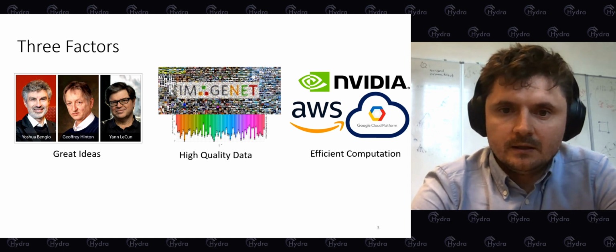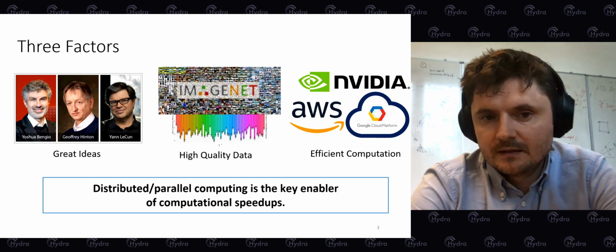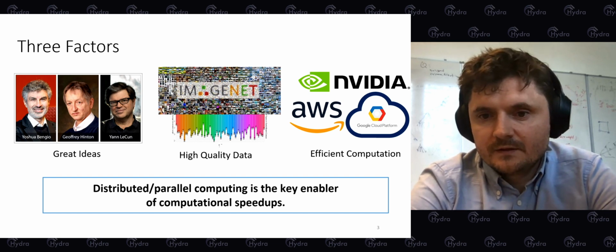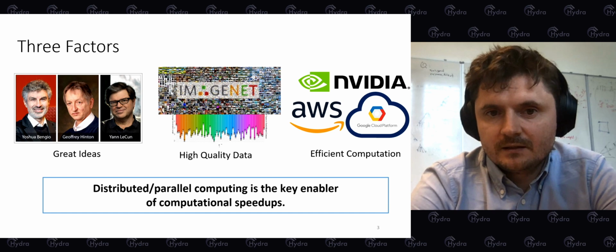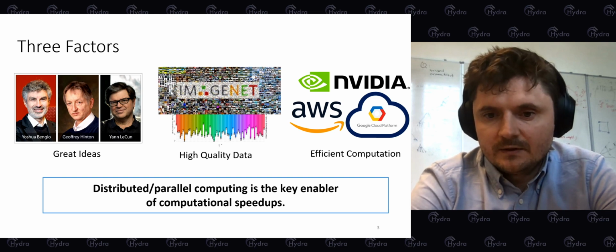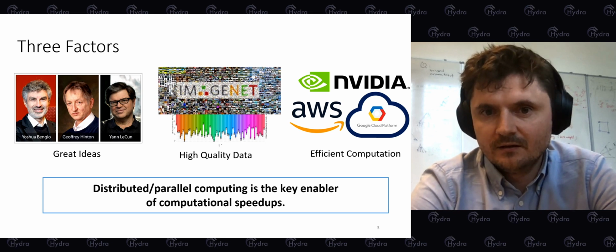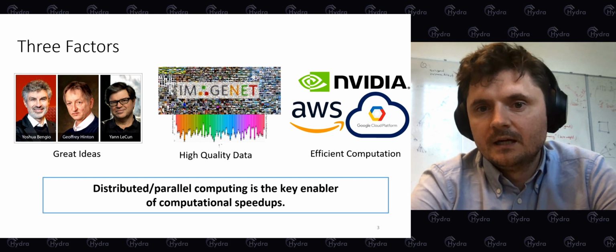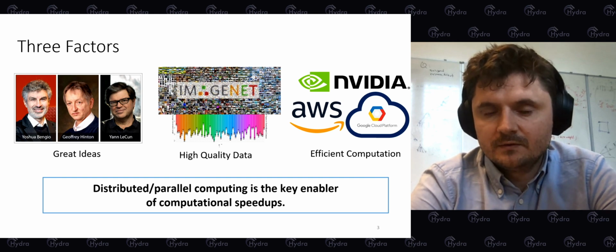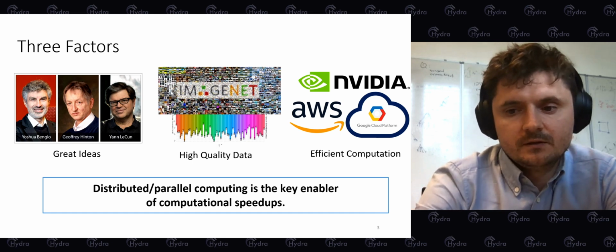In particular, the one aspect which my talk focuses on is distributed and parallel computing, which I believe is the key enabler of computational speedups in this area, because at the beginning of the 2010s, it would take you weeks, months, or even years to train a very large model. So the iteration times were enormous. Just imagine doing your PhD in this, where you would have to wait half a year for an experiment to finish. So the fact that distribution has enabled faster iteration times has really been one of the key enablers. And this is the topic that I want to focus on today.